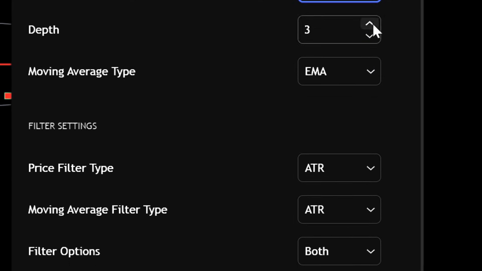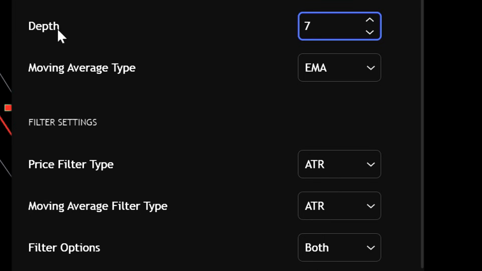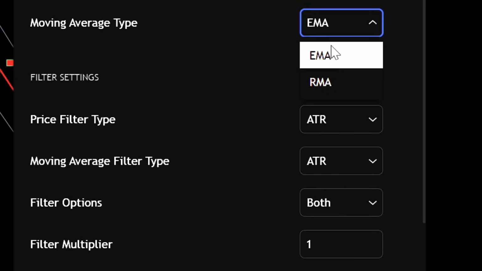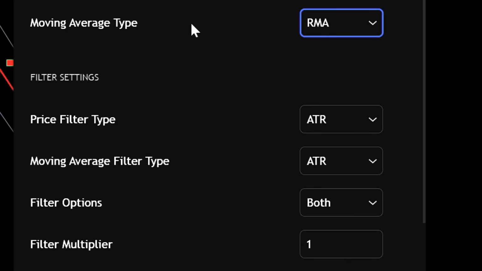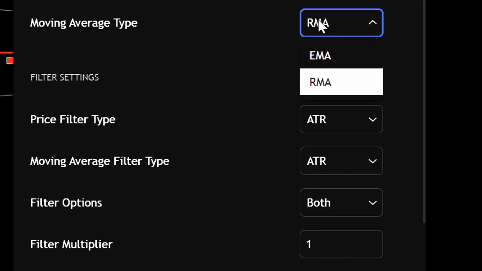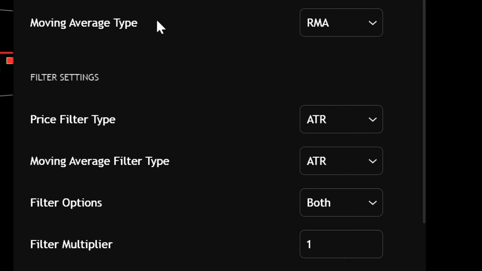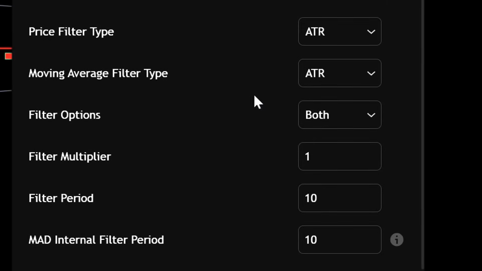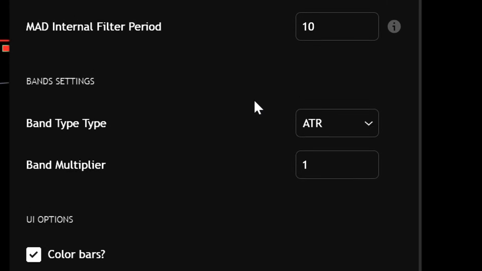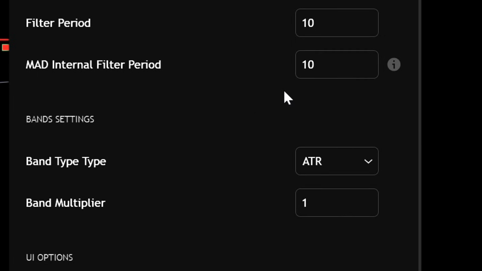Next, adjust the depth to 7. After that, this is super important. Set the moving average type to RMA. Seriously, don't skip this one. Then change the filter period to 9 and the MAD internal filter period also to 9.